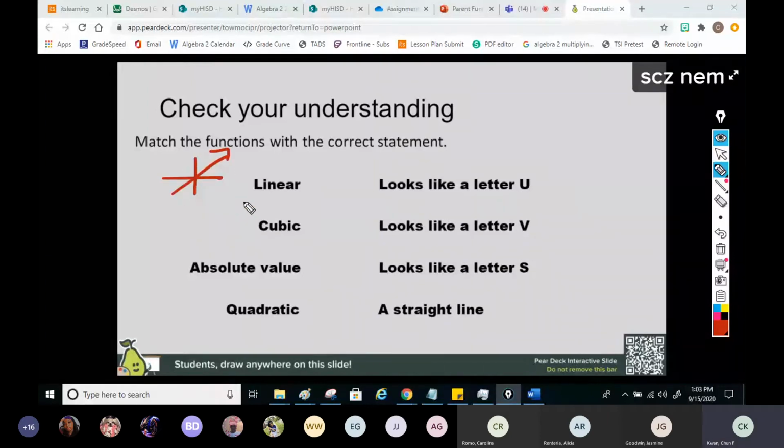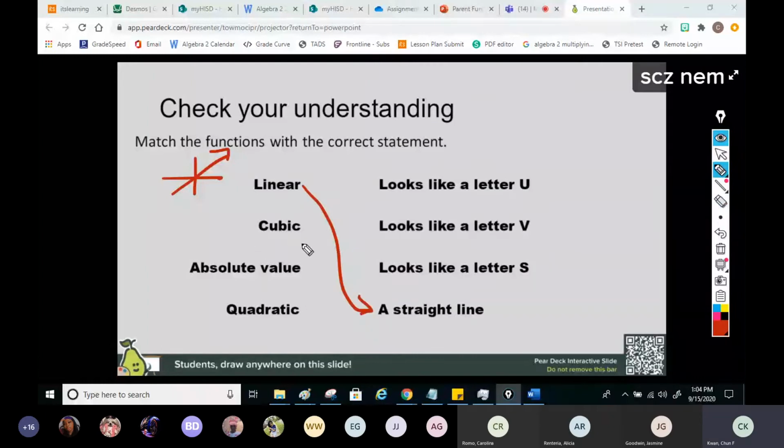is a straight line. One way that I try to remember that is linear with an L. When you're trying to spell out linear, don't you think the L is a straight line? So if you see an L, this is one straight line. That would be your linear function. Straight line for linear, so you will match it up with that, right?